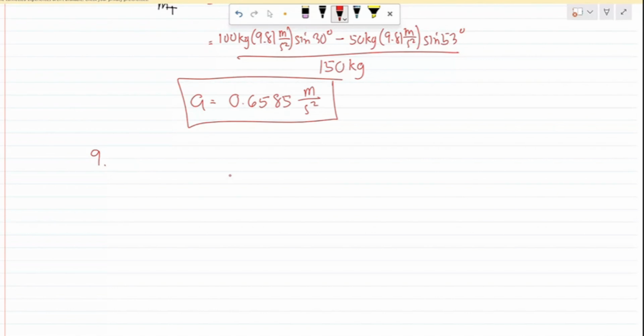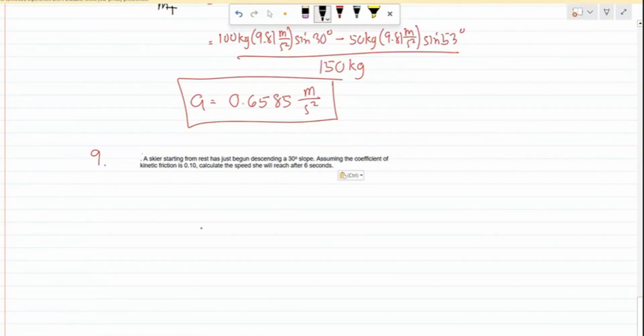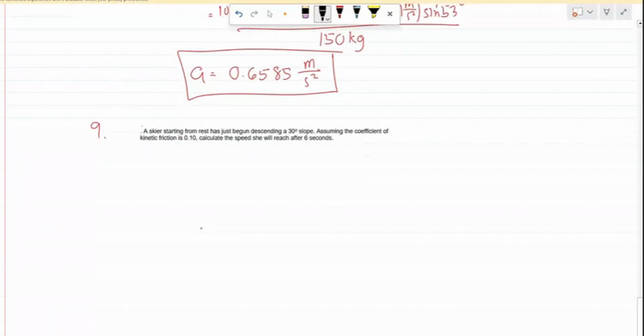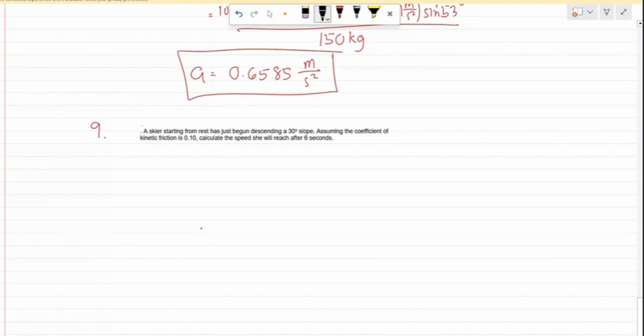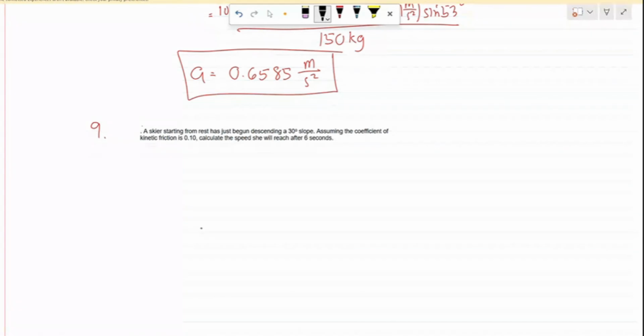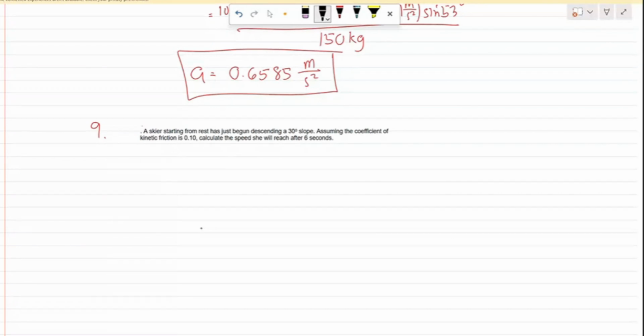Okay, problem number 9. Okay, so we have here a skier, starting from rest, has just begun descending a 30 degrees slope. Assuming the coefficient of kinetic friction is 0.10, calculate the speed she will reach after 6 seconds. Sir, meron daw po tayong slope na 30 degrees.